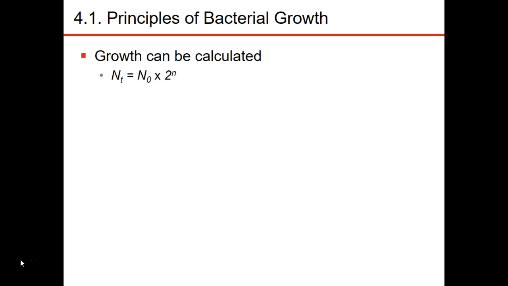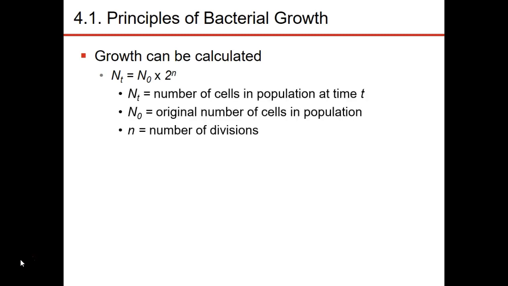NT equals N sub 0 times 2 to the n. So NT is the number of cells in a population at some given time. N sub 0 is the original number of cells in a population. And then the tiny little n is the number of divisions that have occurred.